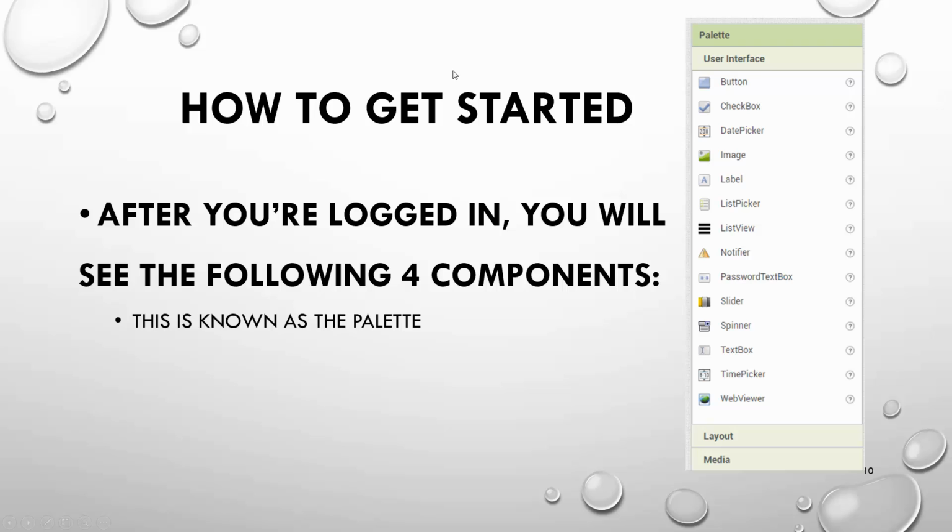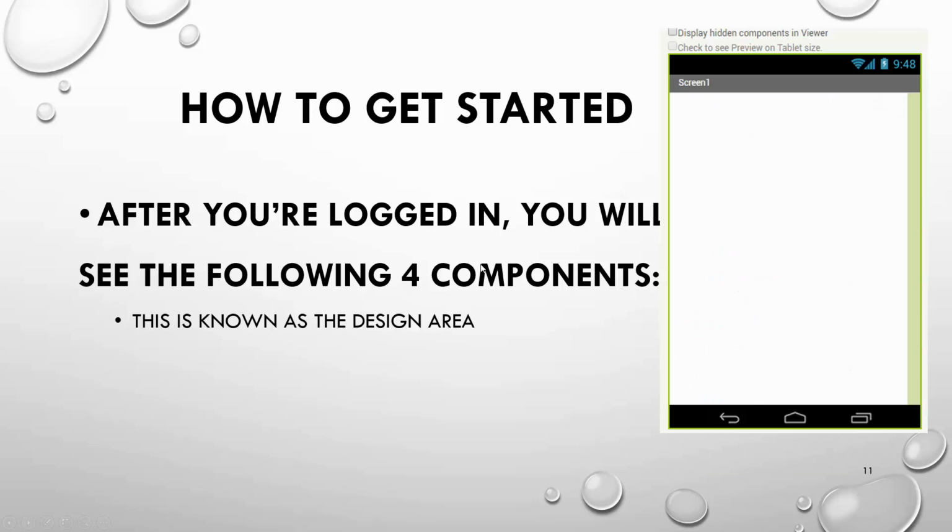And it's going to be separated into areas. There'll be a user interface area, and these will be all the tools underneath there, a layout area, a media area, and there'll be other areas as well. Next, in the middle of your screen, you see what's called the design area, sometimes called the content area. It goes by different names. It really isn't that important, but that's where you will create your interface.